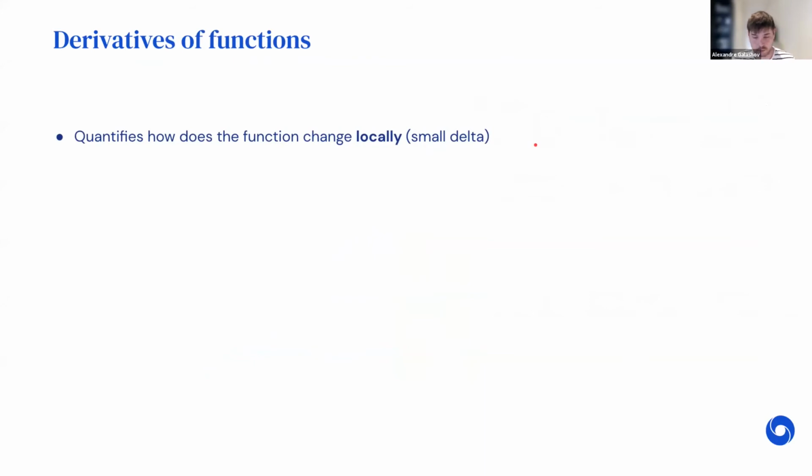And basically, if you just want to summarize it in a few words, this derivative defines how the function changes locally, because we have this delta, which is very small. We only look at a very, very small distance from your point. But if you know how the function changes locally, you can say a lot of things about how the function behaves in general, because you can start to extrapolate from this local to more global behavior.